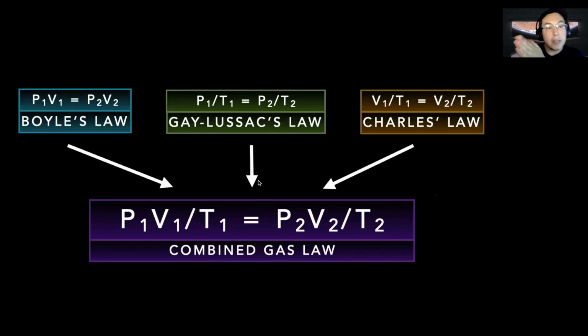So here you can see how the combined gas law takes from all three of them. See how the temperature is always in the denominator and pressure and volume are always in the numerator, right? If there is no temperature, then basically you have a flat equation, right? There are no fractions in there, just a multiplication.